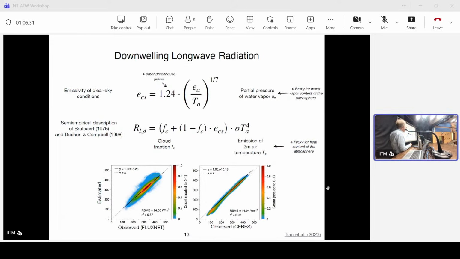Then that's also something Saurabh already mentioned. We evaluated this semi-empirical parameterization to understand downwelling long-wave radiation. It takes a shape here, a combination of cloud fraction and a clear sky emissivity, and then it is taking a sigma T2 meter to the 4. This parameterization came up in the 1970s to diagnose downwelling long-wave radiation from weather station data.